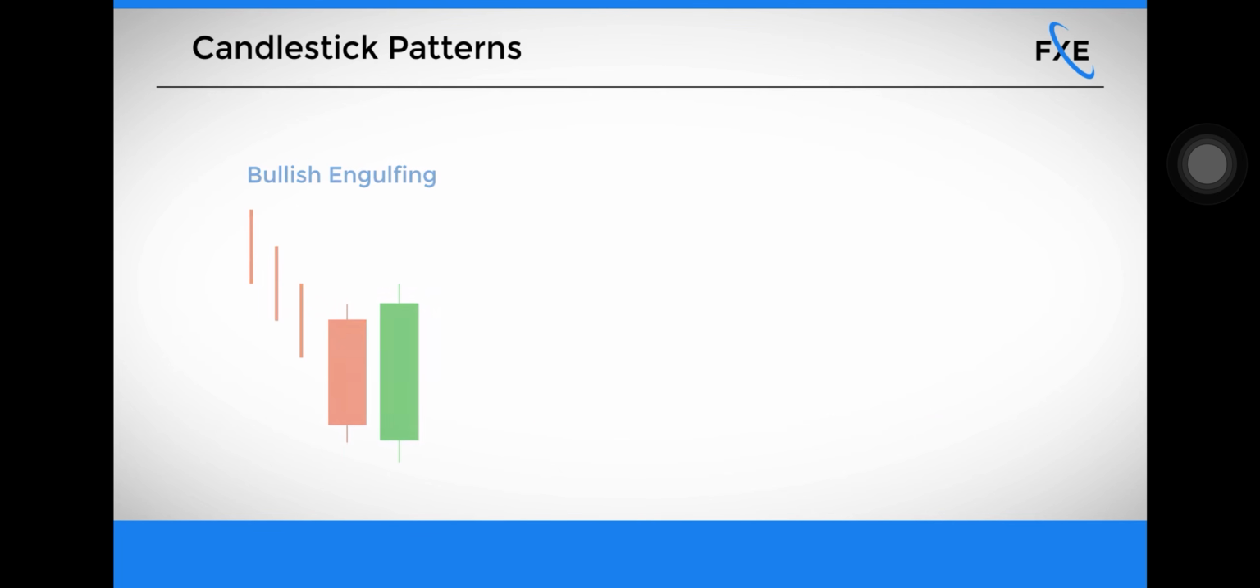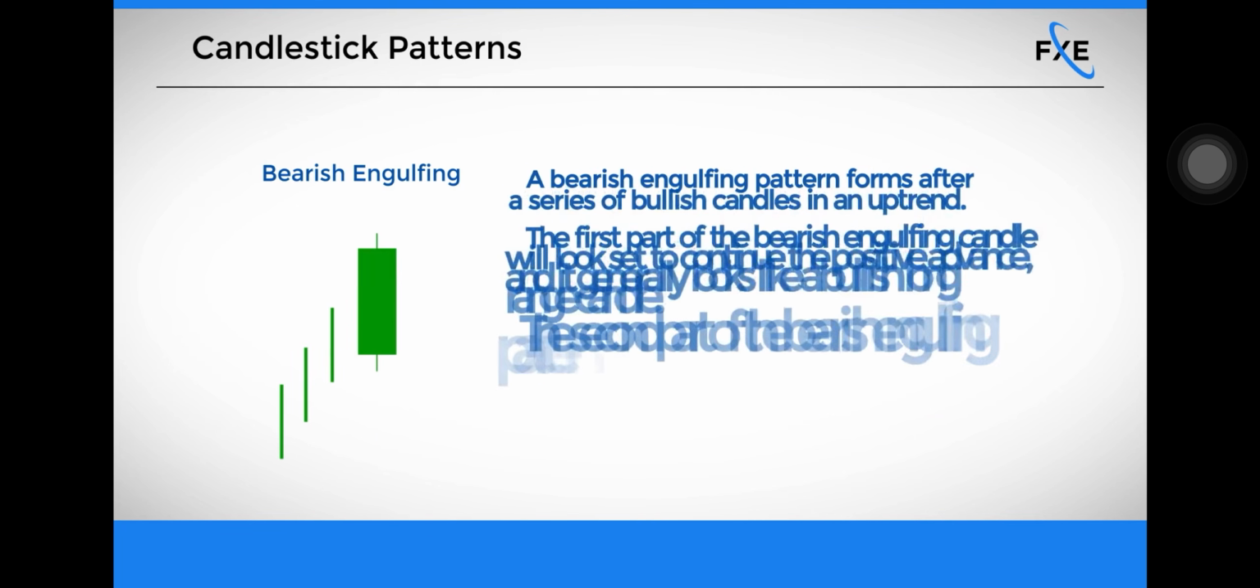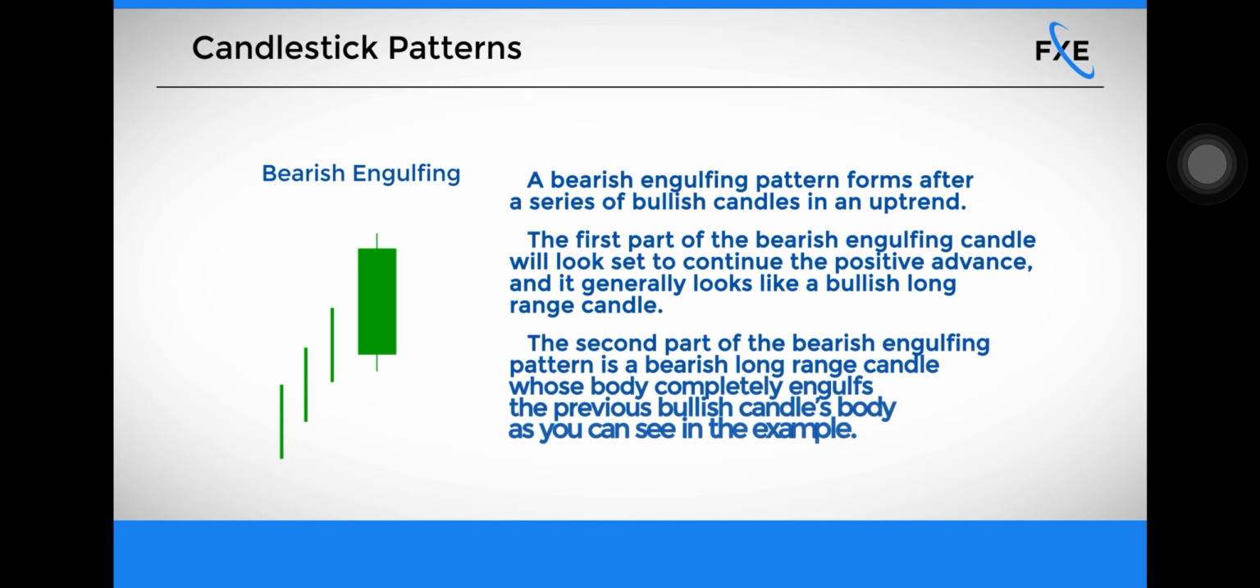A bearish engulfing pattern forms after a series of bullish candles in an uptrend. The first part of a bearish engulfing candle will look set to continue the positive advance, and it generally looks like a bullish long-range candle. The second part of the bearish engulfing pattern is a bearish long-range candle whose body completely engulfs the previous bullish candle's body, as you can see in the example on the screen.